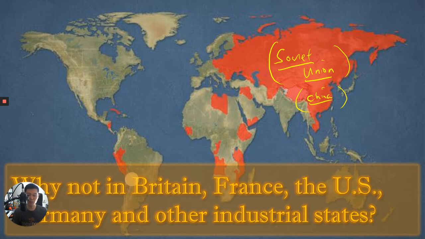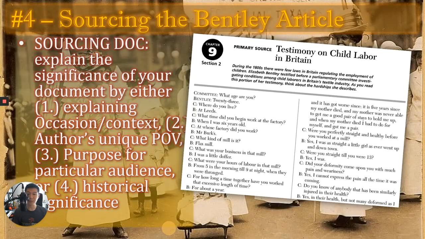Okay. So, with that in mind, what we want to do is come back to the testimony on child labor in Britain and now answer number 4, to source the document in terms of either explaining the historical context, the point of view, the purpose for a particular audience, and the historical significance. I want to focus particularly on one of the easier ways to source a document, and that's to look at the context of this particular document.